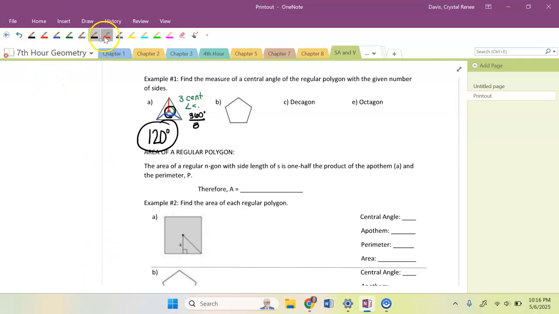Same thing for a pentagon here, guys. If this is my center here, and here and here, this would be the measure of my central angle. This is what I'm supposed to find.